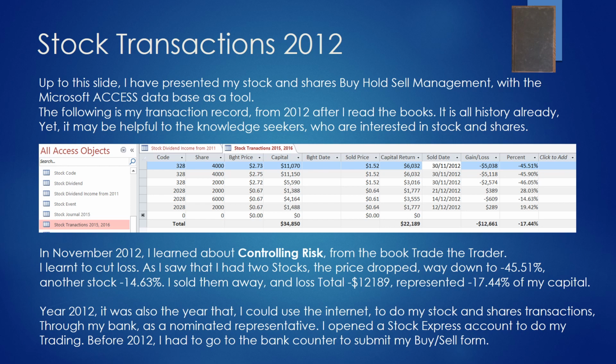I learned to cut loss. As I saw that I had 2 stocks, the price dropped way down to minus 45.51%. Another stock minus 14.63%. I sold them away and lost total minus 12,189, represented minus 17.44% of my capital.